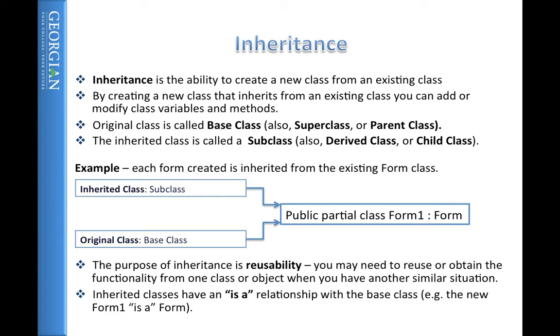Public partial class Form1, let's say whatever the form is, but it's based off of the Form base class or superclass. There's different ways of talking about this, right? So we're inheriting all the methods and properties from the Form class that's built into C#. This is what this is doing here, right?